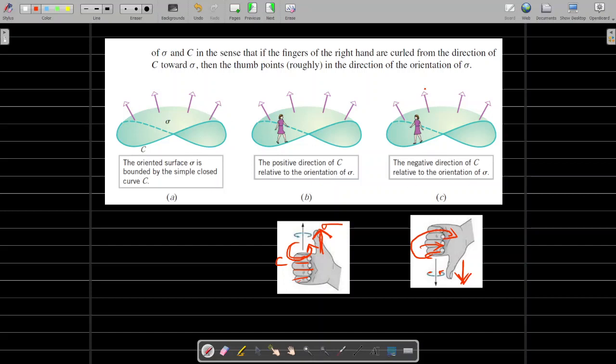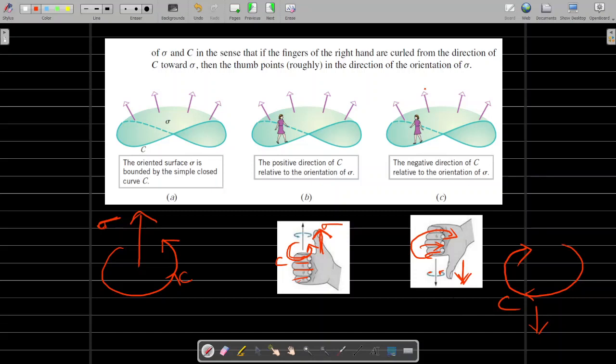So in short, I will just sum it up like this. If the curve C is in this direction, that means the surface sigma is oriented up. So if sigma is oriented like this, then this should be the positive direction of C. And if your sigma is oriented downward like this, then this should be the orientation of the curve C. You can use either the thumb rule like this.